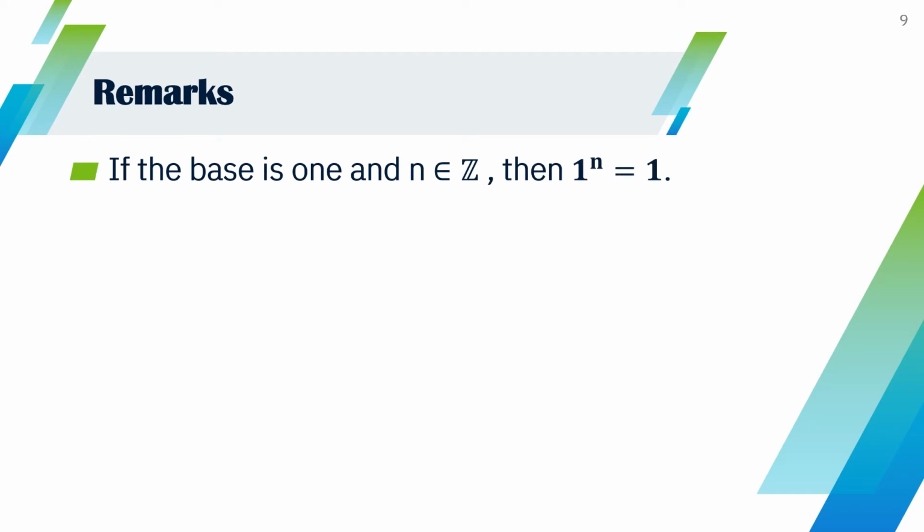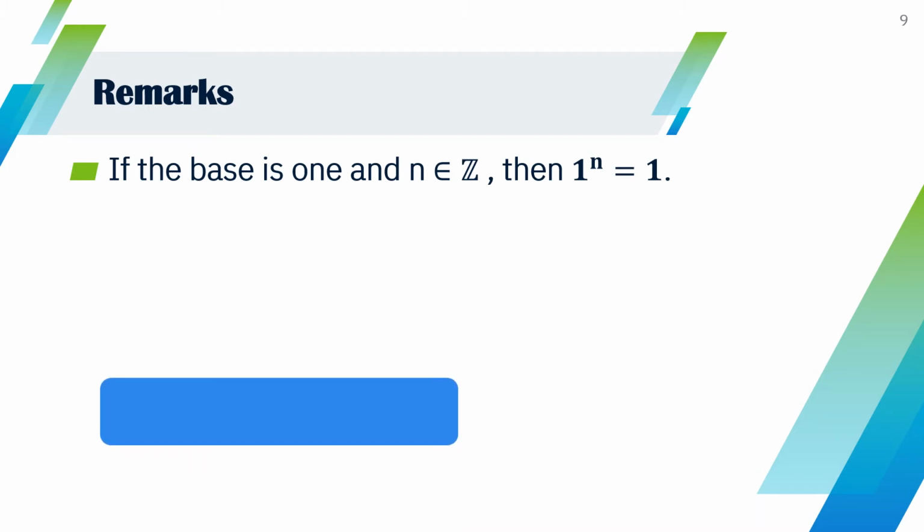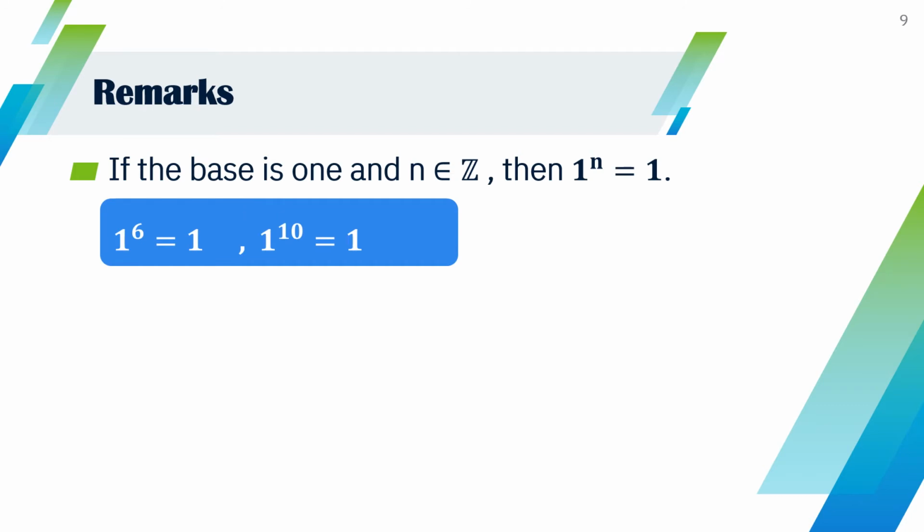If the base is 1 and n belongs to Z, that means 1 power n equals 1. For example, 1 power 6 equals 1, and also 1 power 10 equals 1. So 1 power n equals 1.